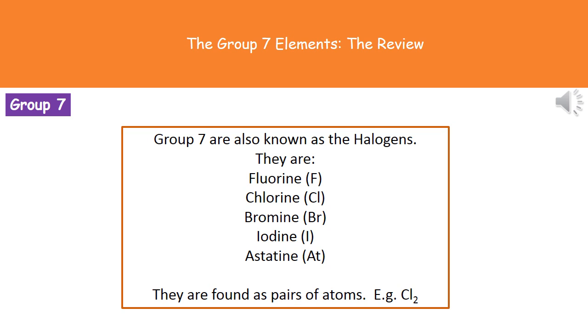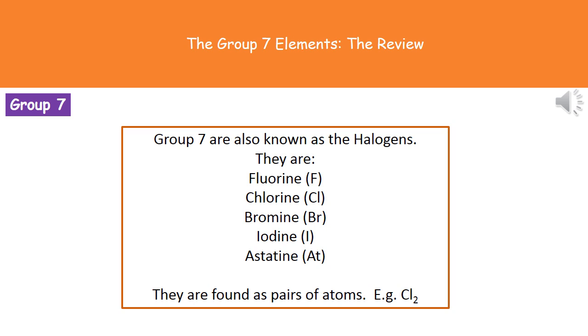Welcome to our review on the Group 7 elements. So Group 7 then, if we look at our periodic tables, we find on the right hand side, it's just the second column in from the right in fact. Now Group 7 have got an alternative name and they're known as the halogens.